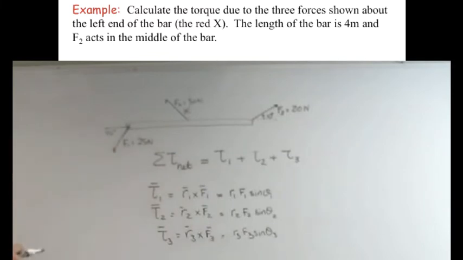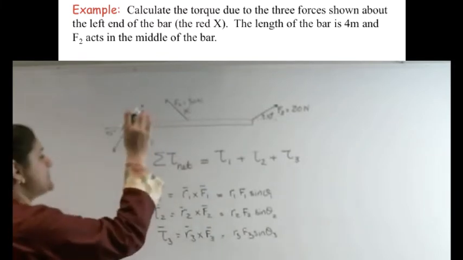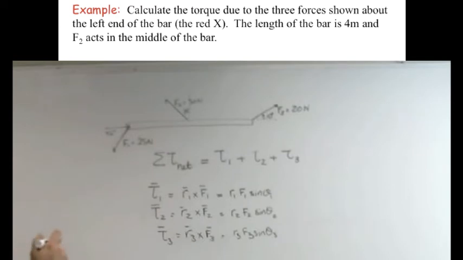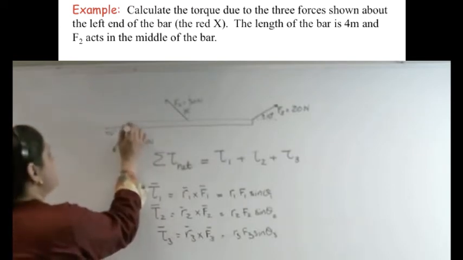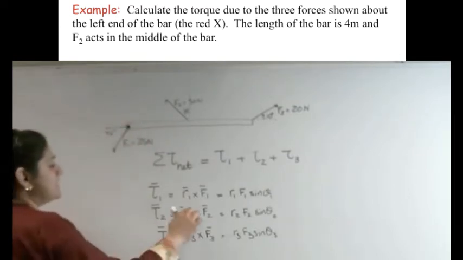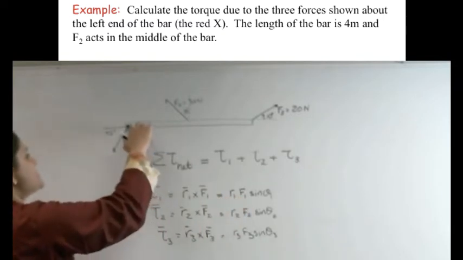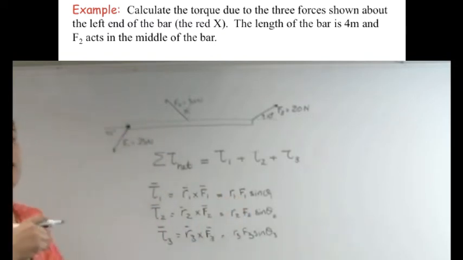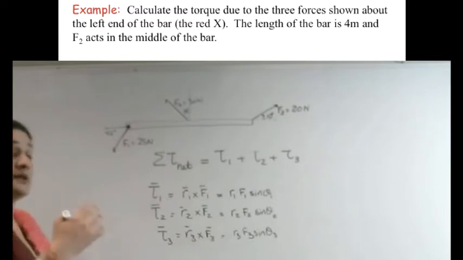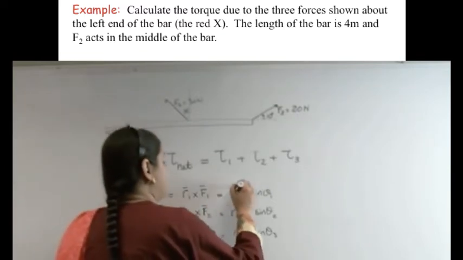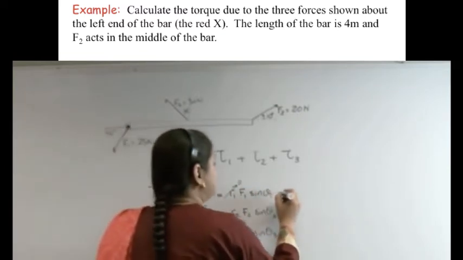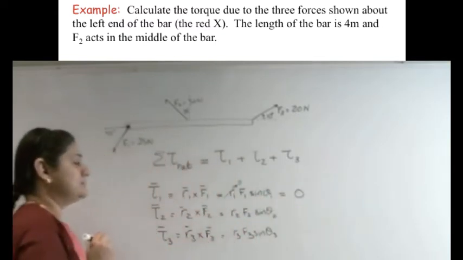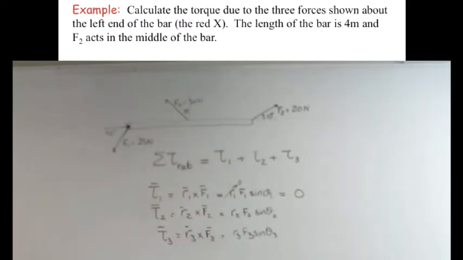Okay, this is interesting. Now look at each of these forces individually. For the first force, what is R1? What is the distance between where this force is applied and the axis of rotation? Well, the answer is 0. That means R1 goes to 0, which implies torque 1 should be 0.